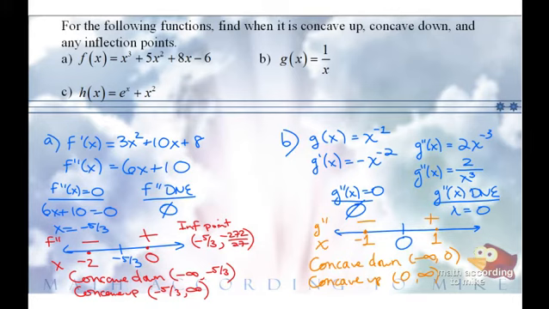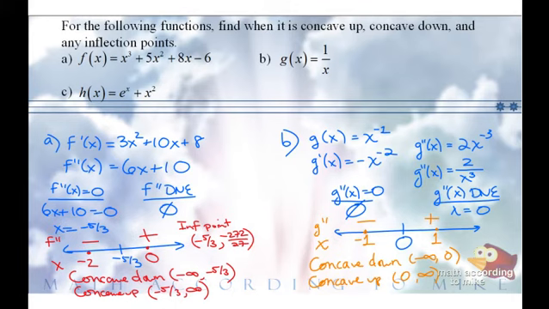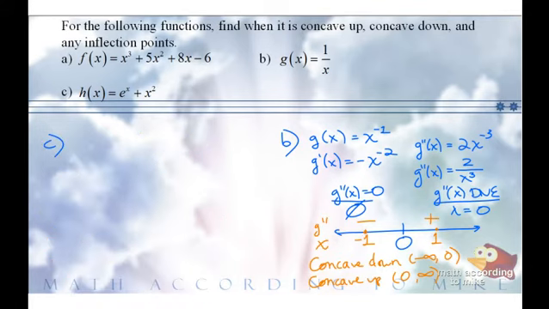Part C. H of x is e to the x plus x squared. Oh, it's amazing. I have to erase part A over here. So what I want you to do is, while I'm erasing, figure out what the first two derivatives are. What's the first derivative? e to the x plus 2x. What's the second derivative? All right. This one's icky. It's going to be okay.